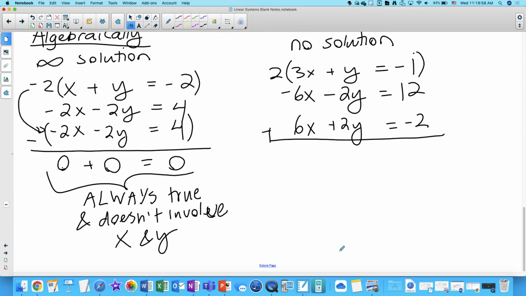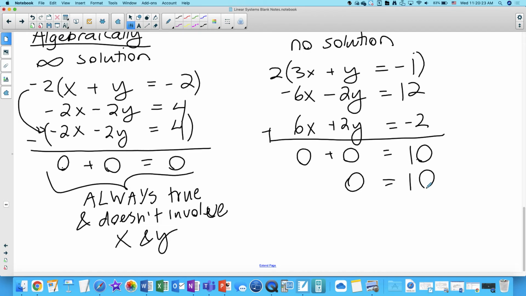Back to here. When we add negative 6x plus 6x is 0. Negative 2y plus 2y is 0. And 12 plus negative 2 is 10. Okay, so we end up with this equation that is 0 equals 10. Okay, so tell me about that.